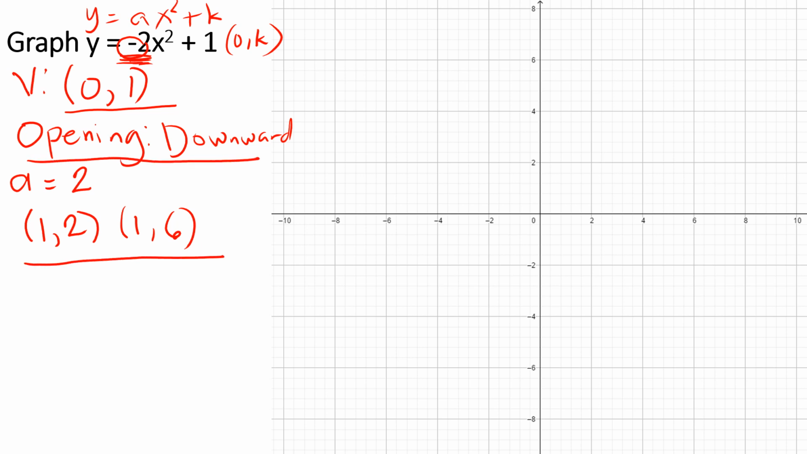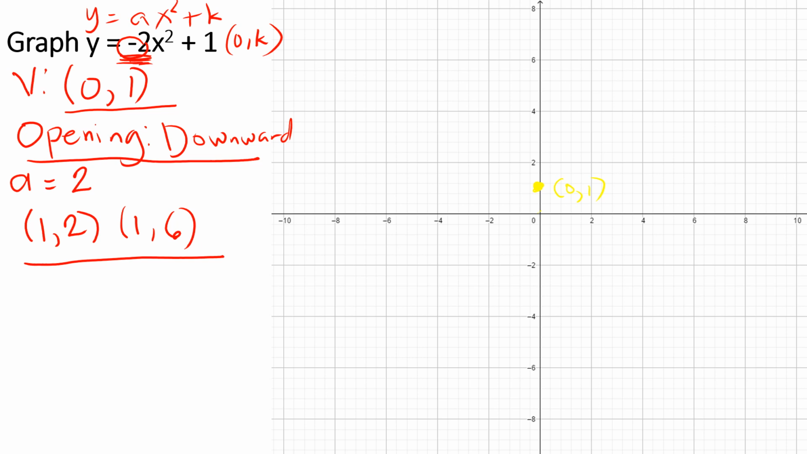Pwede na tayong mag-graph. So, simulan natin sa ating vertex. So, ang vertex natin ay nasa 0, 1. So, kanina naaral na natin paano natin ilalagay yung points. So, 0, 1. So, along y-axis. So, 0, 1. Ito ang 0, 1 natin. Yan ang ating vertex. Then, magmo-move naman tayo according to our pattern.